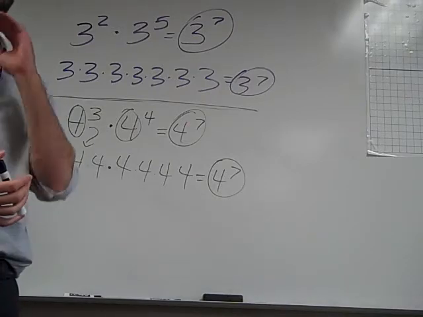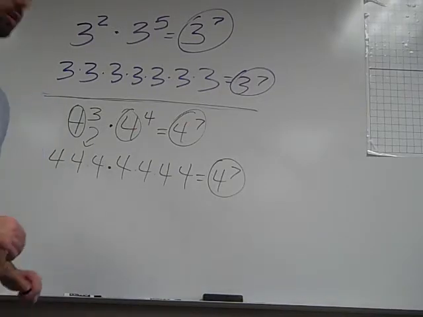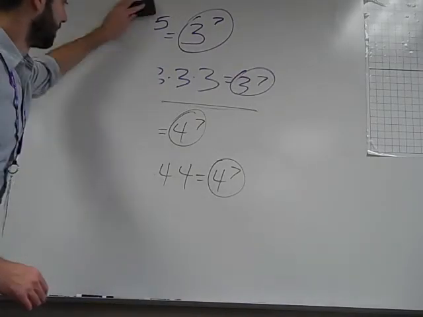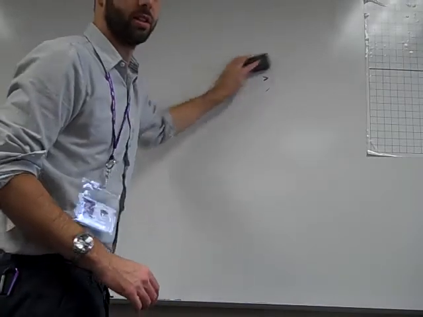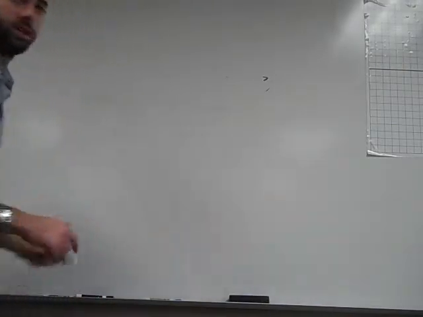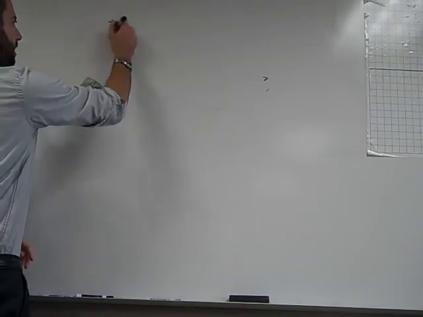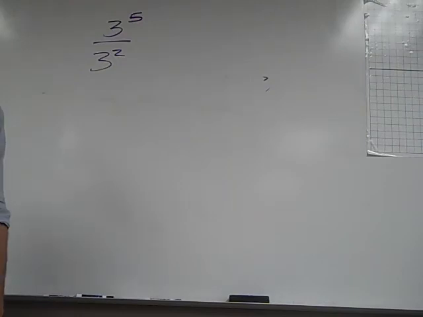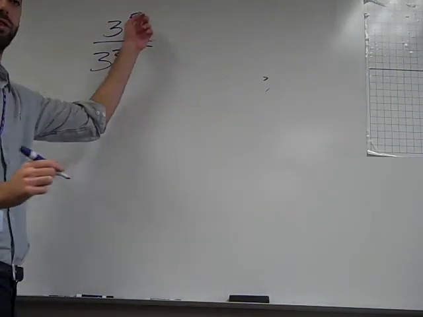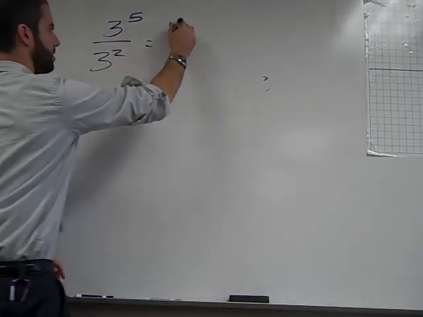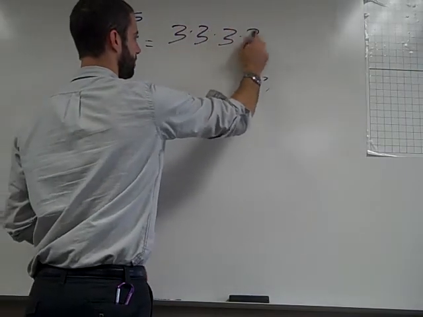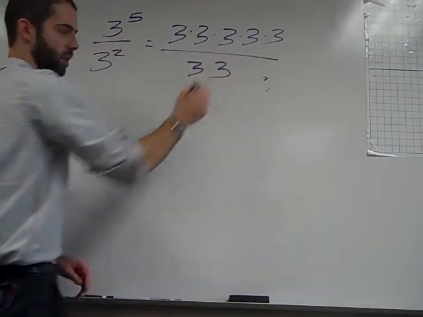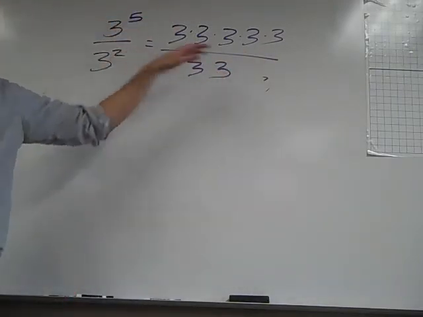And we only have one more rule left after this. The last rule is, what if we divide? It's very similar to what we just did. Check it out. Let's say I have 3 to the 5th over 3 to the 2nd. Well, what would I do for 3 to the 5th? That's 3 times 3 times 3 times 3 times 3 over 3 times 3. I just expanded the top, expanded the bottom.